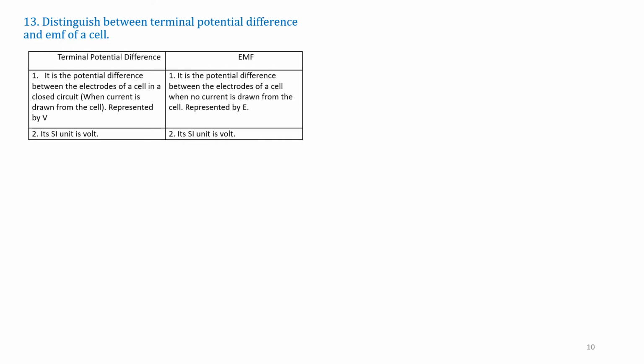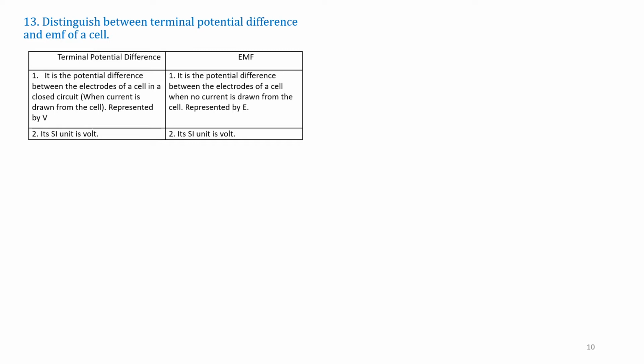Distinguish between terminal potential difference and EMF of the cell. Please see this. Terminal potential is V. It is the potential difference between the electrodes of a cell in a closed circuit. See, that is the difference.